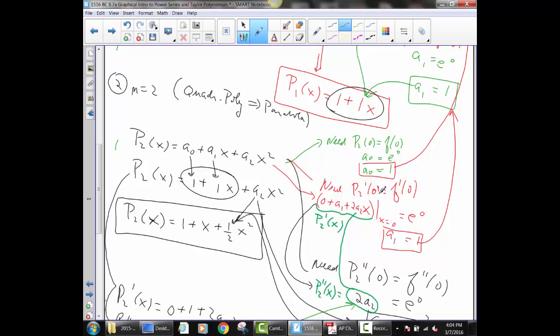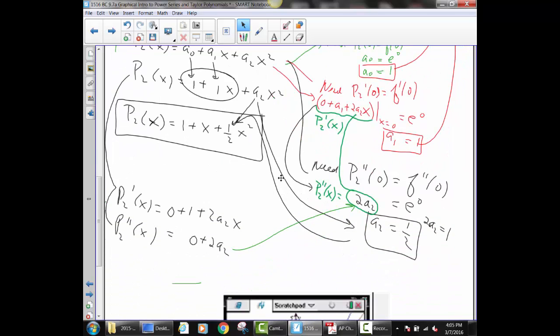Okay. We need f prime of 0 to equal P2 prime of 0. So here's P2. P2 prime means I'm going to take the derivative of this. Well, the derivative of a0 is 0. The derivative of a1x is a1. And the derivative of this term is 2a2x. Okay, so that's P2 prime of x, but I want to evaluate that at 0, which would be 0 plus a1 plus 0. So I will end up with a1 equals 1. And we already had that as well.